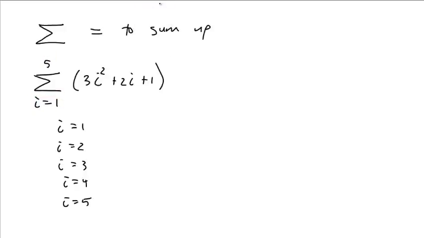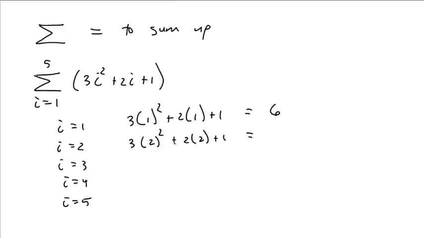So, when i is 1, we have 3 times 1 squared plus 2 times 1 plus 1, which is 3, 5, 6. And when i is 2, we have 3 times 2 squared plus 2 times 2 plus 1, which is 4, 12, and 5, 17. And when i is 3, oh, why did I choose something like this? But it's 9 times 3, 27 plus 6 plus 1 is 33, 34.